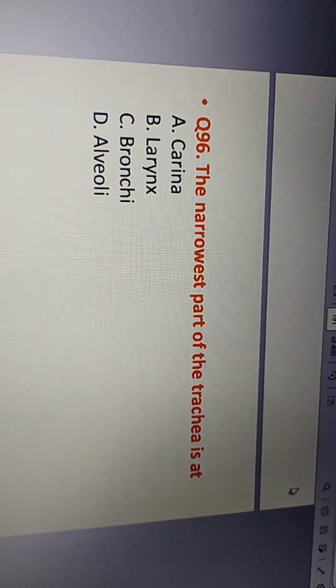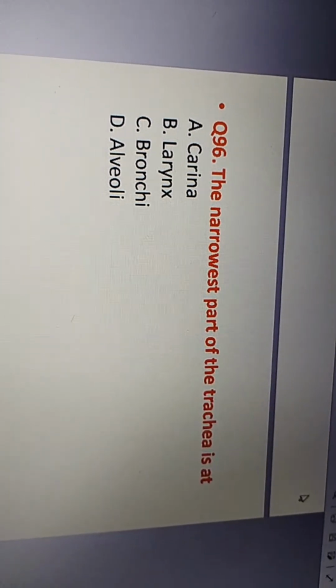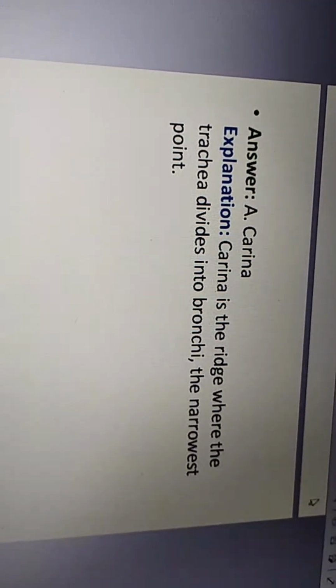The next question, the narrowest part of the trachea is option A carina, option B larynx, option C bronchi, option D alveoli. The correct answer is option A carina. Carina is the ridge where the trachea divides into bronchi and narrowest point.